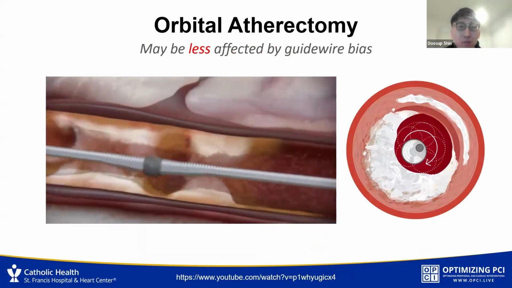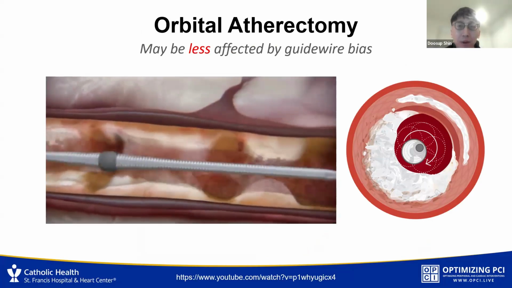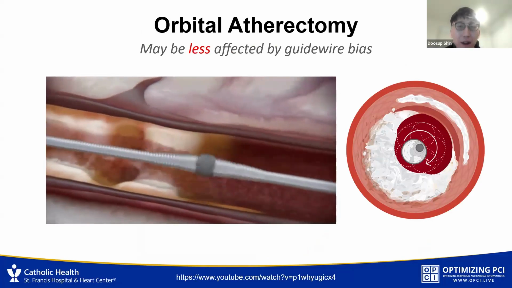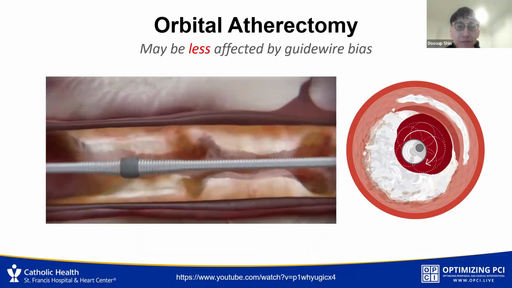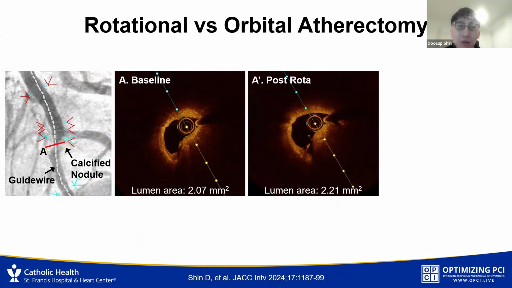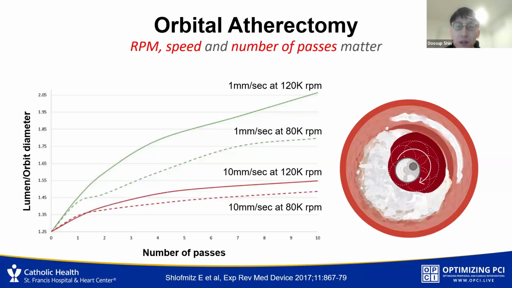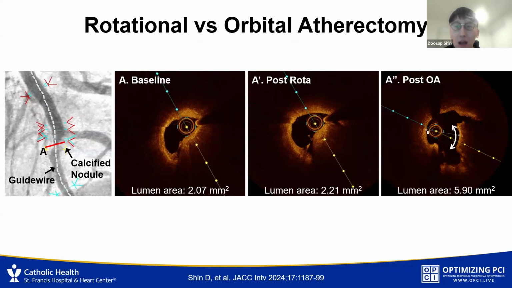Orbital atherectomy is considered to be less affected by guide wire bias because of its eccentrically mounted crown with the circumferential shaving mechanism. In this case, we initially performed a rotational atherectomy to the non-eruptive calcified nodule, but it did not really effectively modify the lesion because of the unfavorable guide wire bias. Subsequently, orbital atherectomy was performed, which resulted in more effective debulking of the calcified nodule.